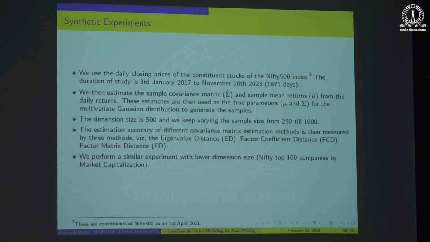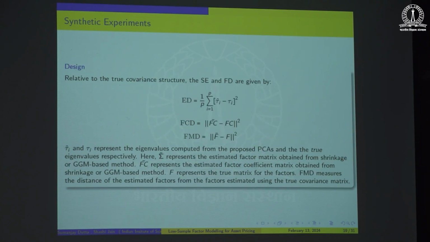We use 6 years of data, again on a rolling window basis. We do it for low sample regimes. This is for the synthetic experiment again. We have done it for Nifty 500 and Nifty top 100. There is something known as the eigenvalue distance, the factor coefficient distance and the factor matrix distance.